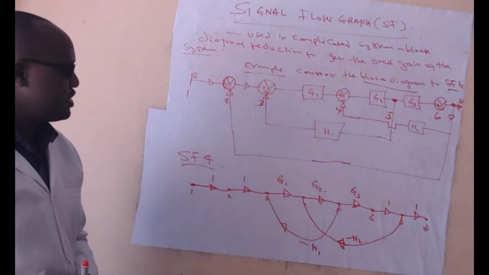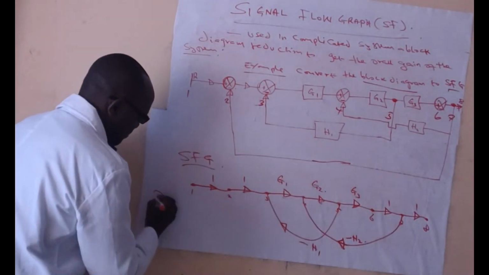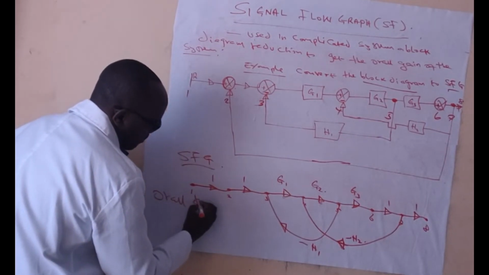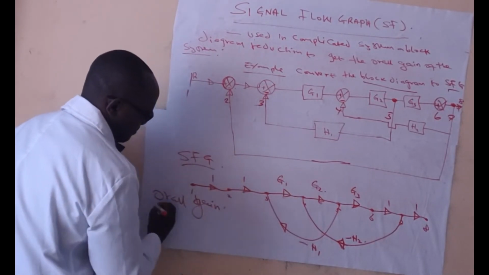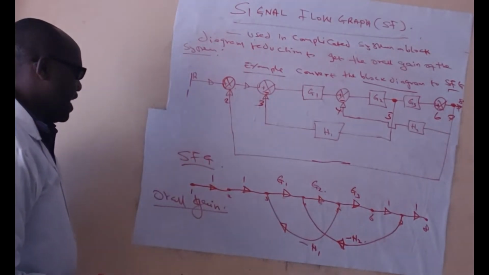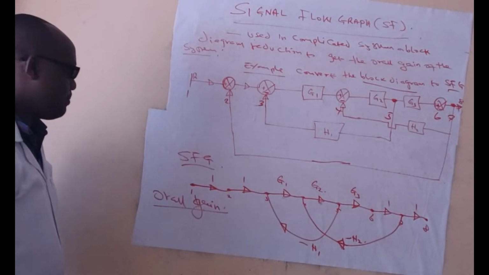So what remains is to determine the overall transfer function. What remains is the overall gain, and the overall gain is given by the Mason rule.